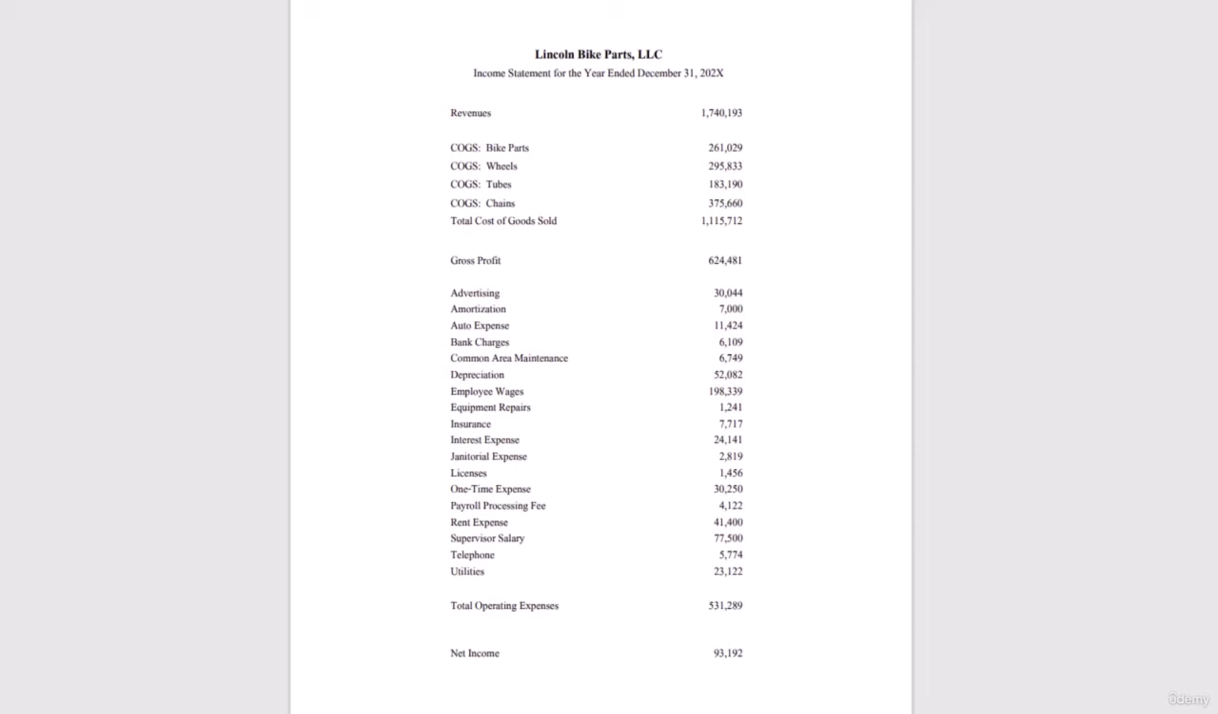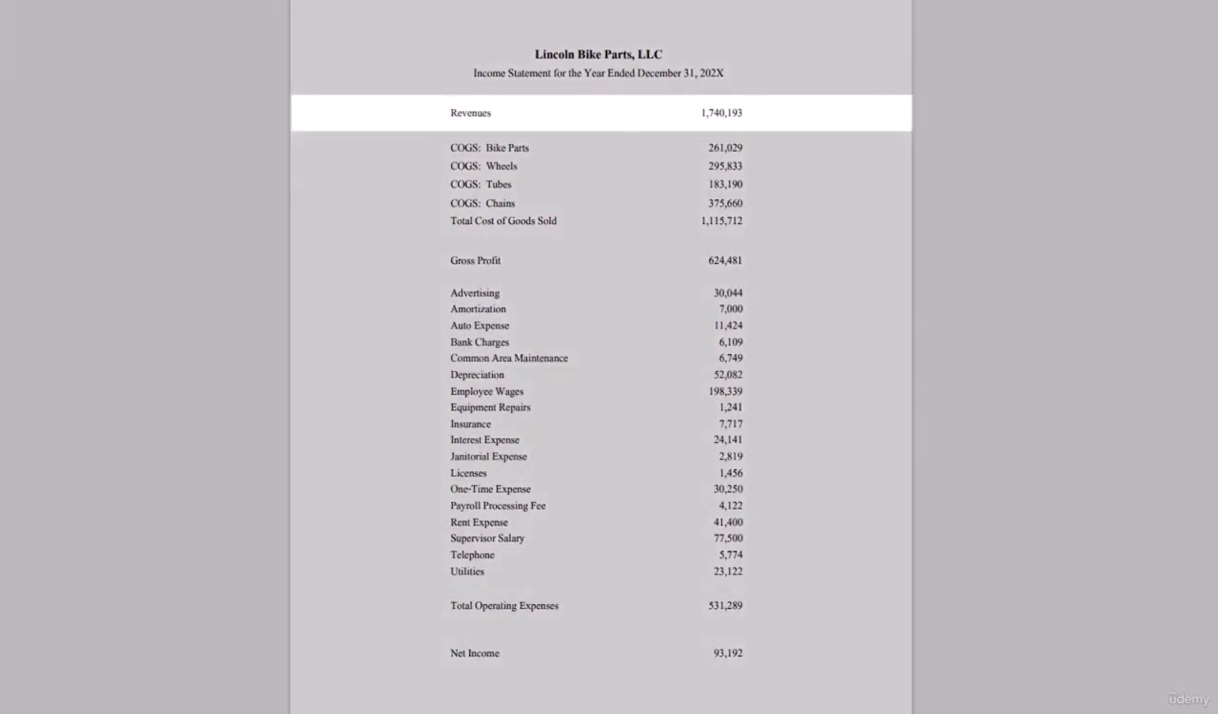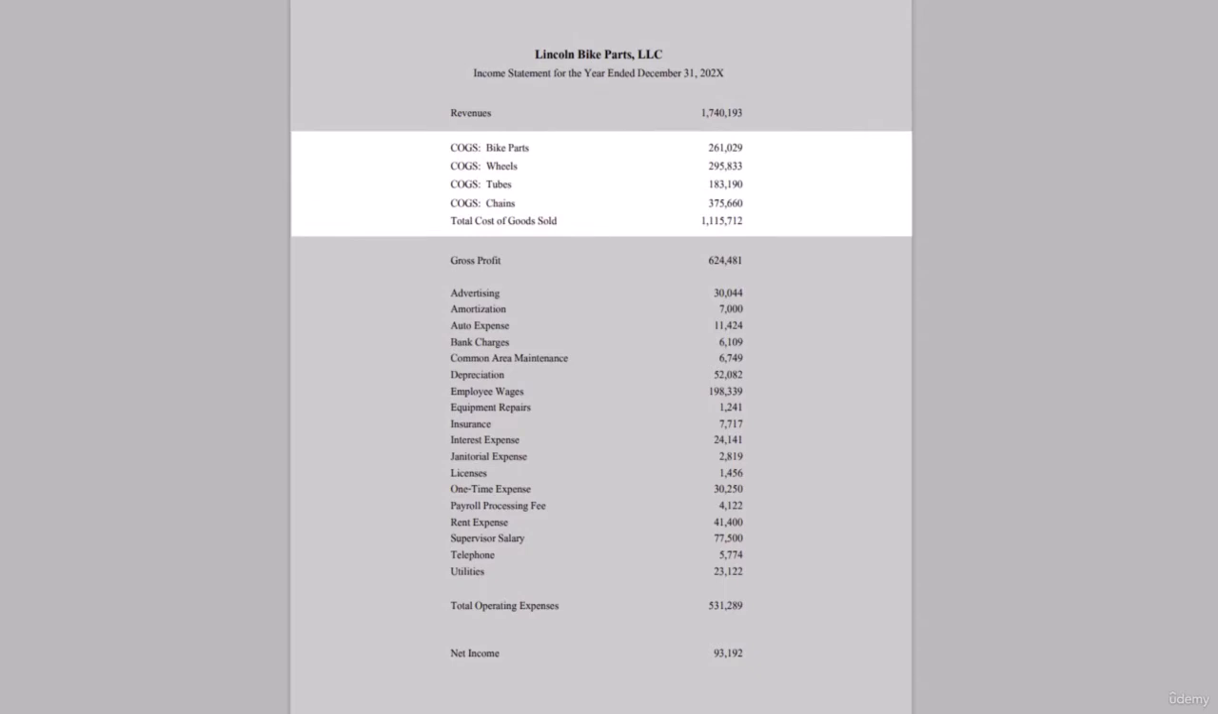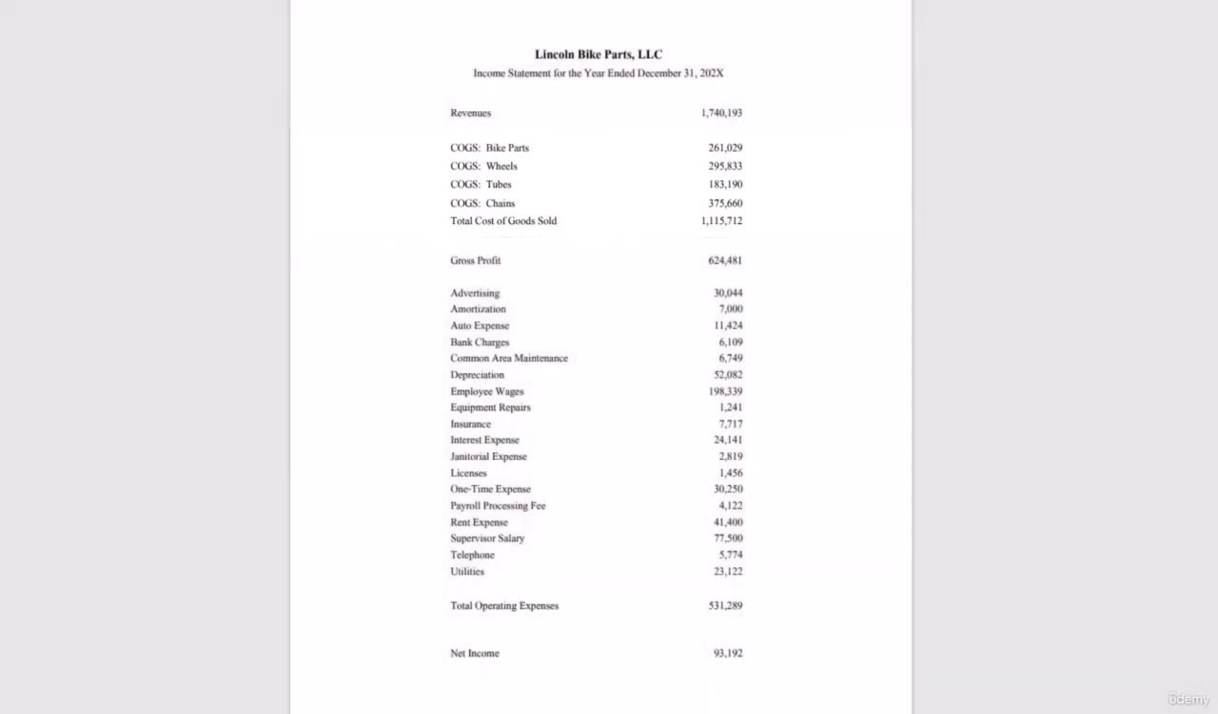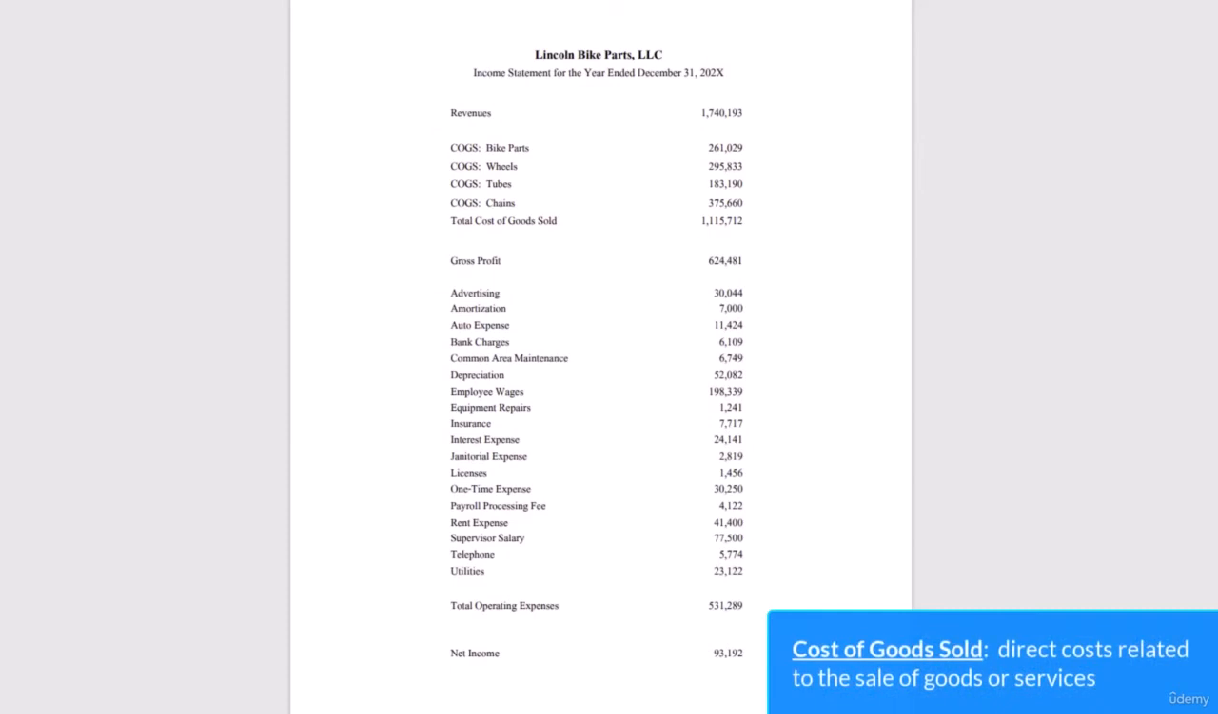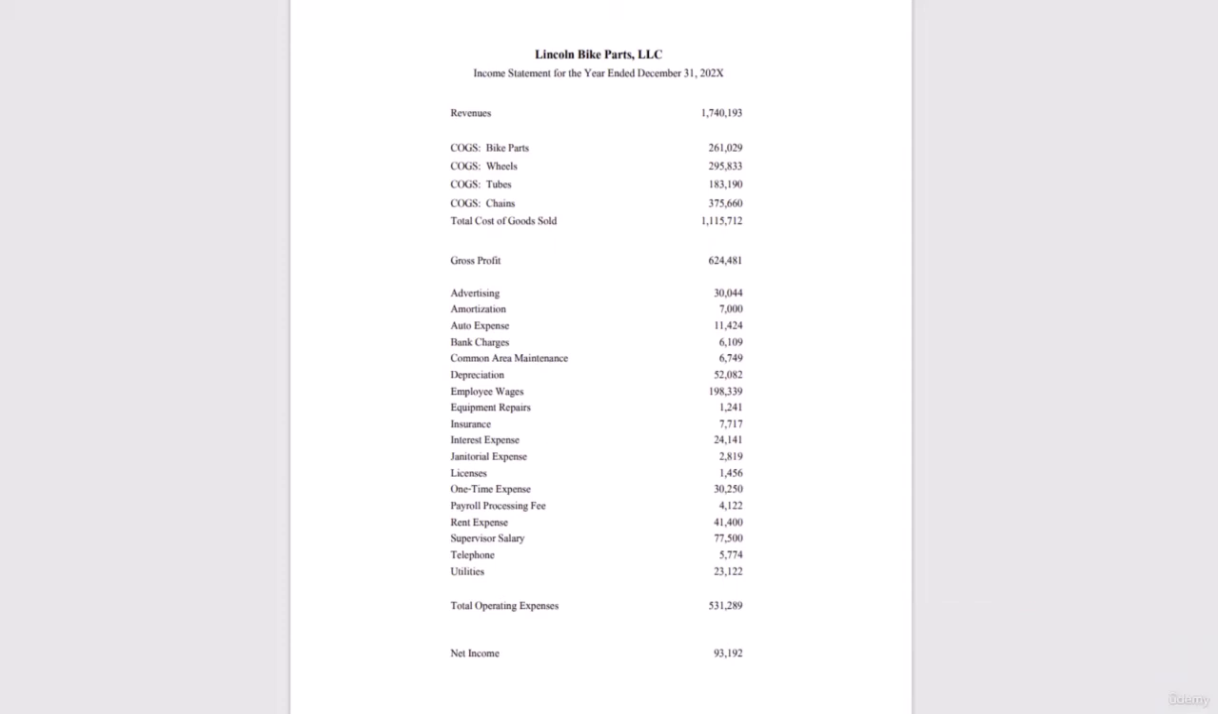Now, the first entry on this P&L is revenues at about $1.7 million. And then directly below revenues, we see COGS. And what this stands for is cost of goods sold. Now, what is cost of goods sold, you may ask? By definition, cost of goods sold are the direct costs related to producing goods or services. And in the case of a retail business like this one, cost of goods sold refers to the cost of inventory. Now, in this case, we have 4 unique inventory categories, each of which are reflected on this P&L.